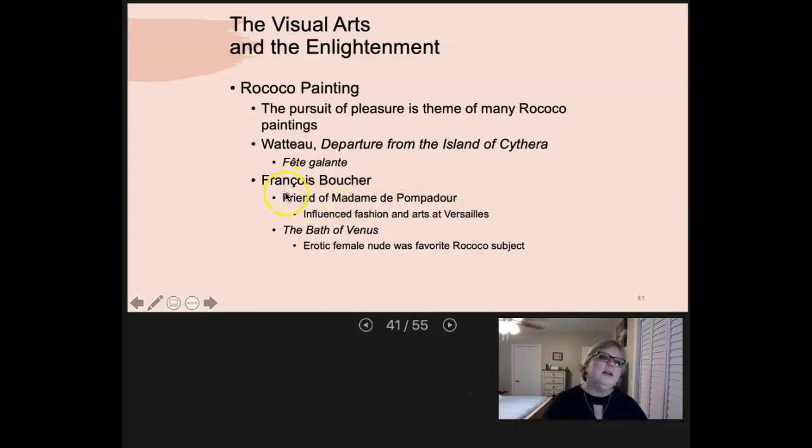François Boucher, a friend of Madame de Pompadour, influenced fashion and arts at Versailles. Remember King Louis XIV and his elaborate palace, Versailles. Well, François Boucher was friends with Madame de Pompadour, who influenced fashion and art at that palace. One of his famous works, among so many, is The Bath of Venus. It's an erotic female nude, and it was a favorite of Rococo subjects. Let's take a look at some of these.